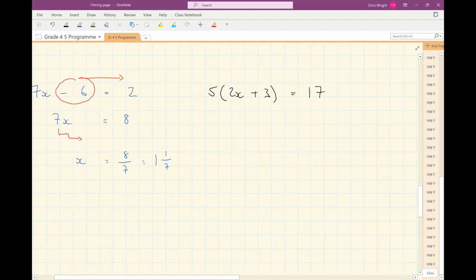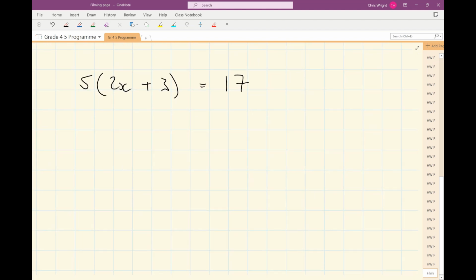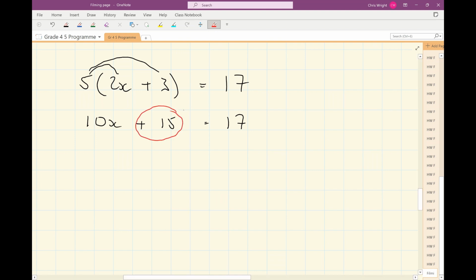And lastly, let's look at this question here. Multiply out that bracket first. 10x plus 15 equals 17. Okay, let's float and ping the plus 15. That becomes a minus 15. So 10x equals 2. Now, let's escalate down the 10. So x becomes 2 over 10, which of course you can cancel down to 1/5.